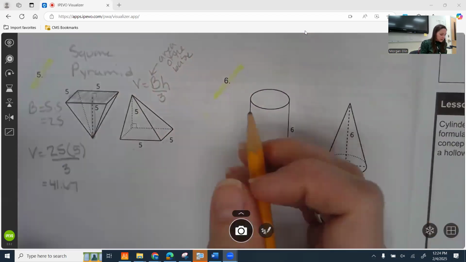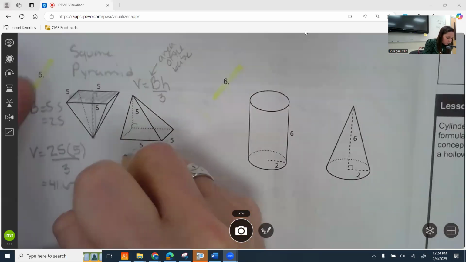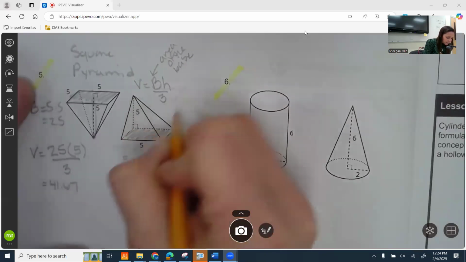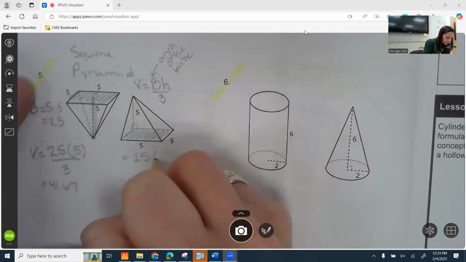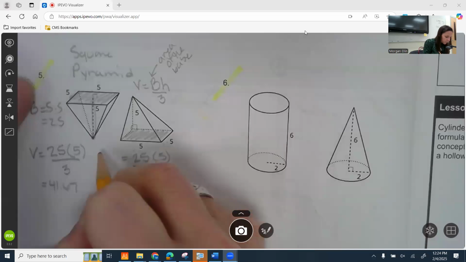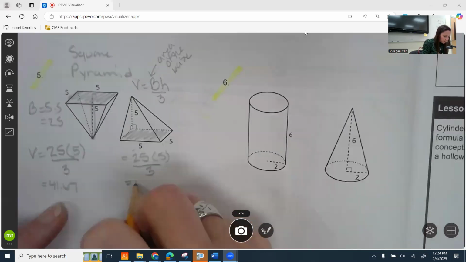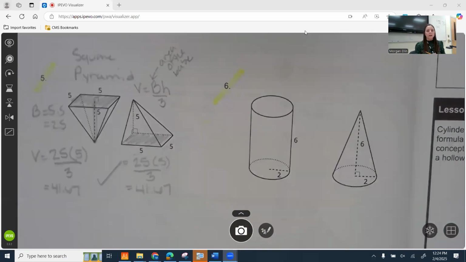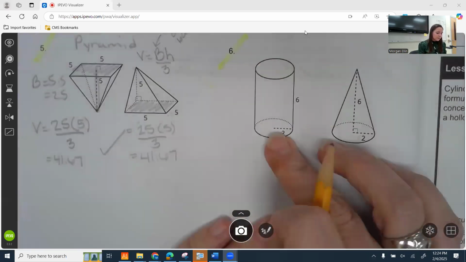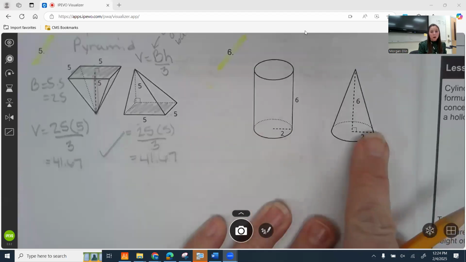Okay, so let's look at this one. The volume, again: area of the base, 5 times 5, which we just said was 25. The height is 5, and divide by 3. Because I'm multiplying by the same thing, it looks like those are going to be the same. Now, these are two completely different figures. This is a cylinder, and this is a cone.